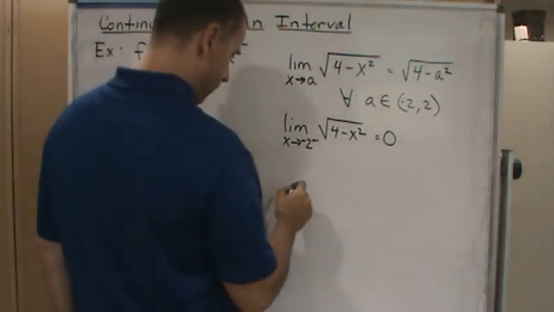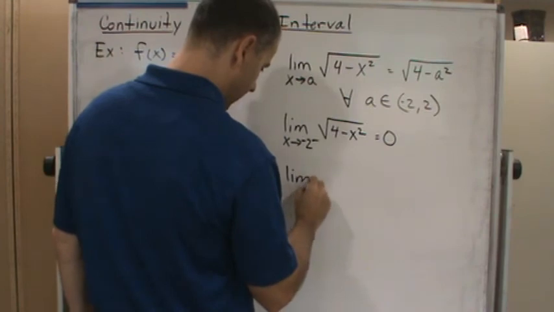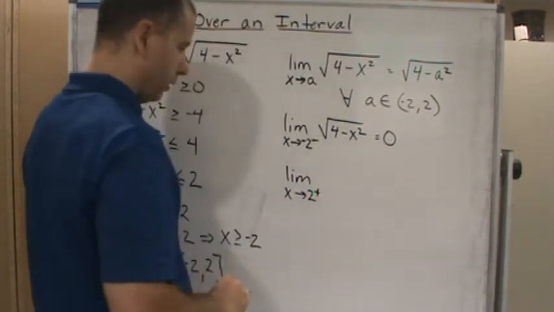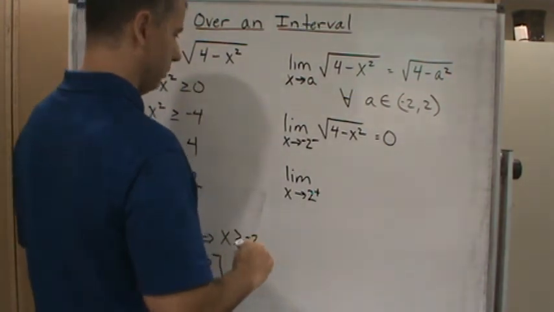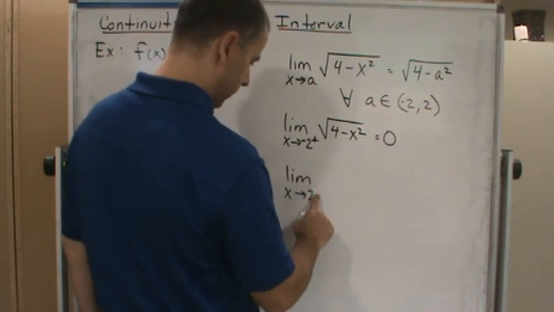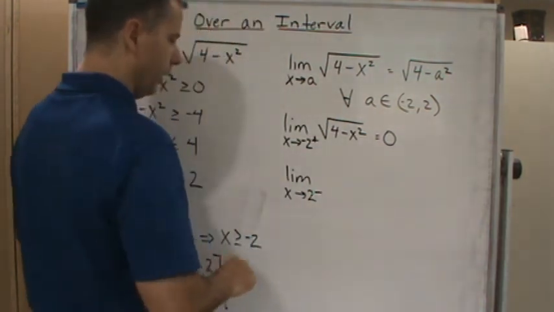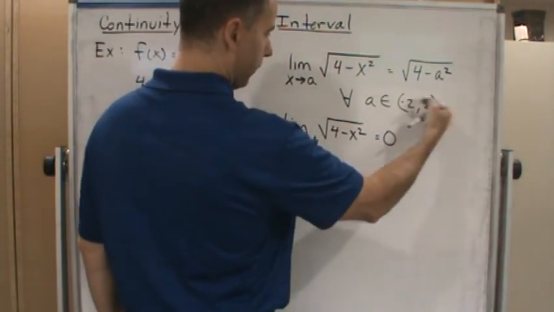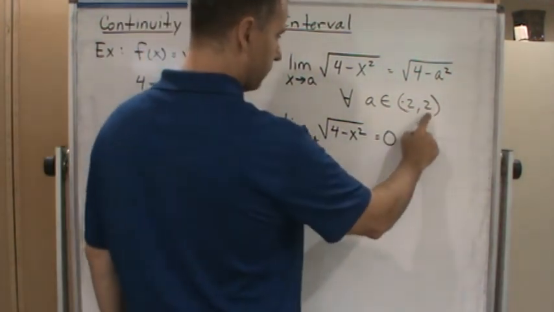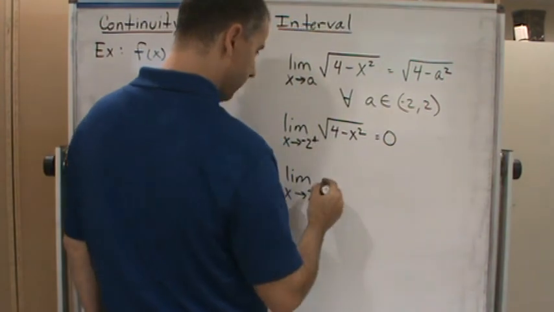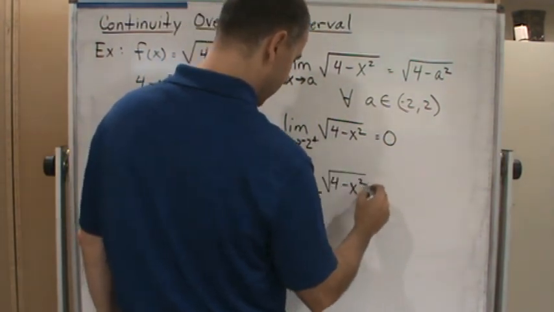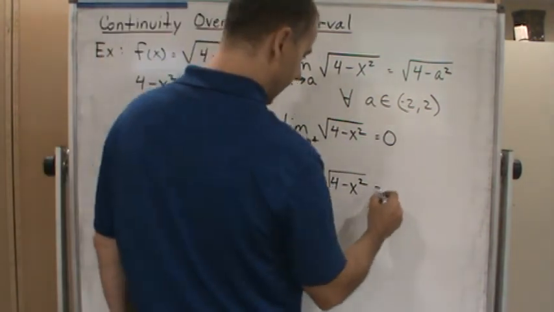Now, what if I do the other endpoint, as x approaches positive 2 from the left? Hold on a second, I got these backwards. I'm going from -2, approaching it from the right, and down here I'm approaching +2 from the left. And so again, if I just plug in my value, I again get 0.